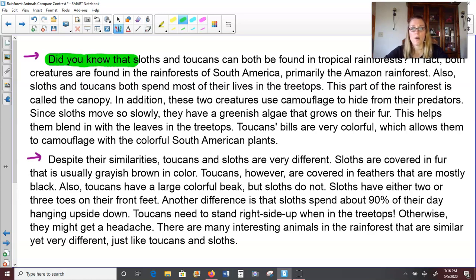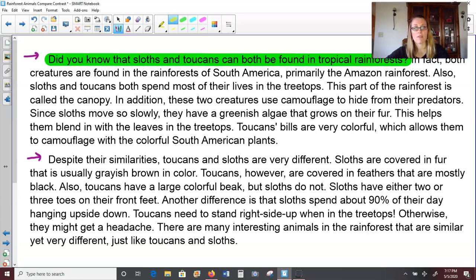Did you know that sloths and toucans can both be found in tropical rainforest? So I kind of pose this as a question to help capture the attention of my readers. So you can either write a question to introduce your paragraph, or you could simply make a statement. Here's what I said using my details on my Venn diagram. In fact, both creatures are found in the rainforest of South America, primarily the Amazon rainforest.